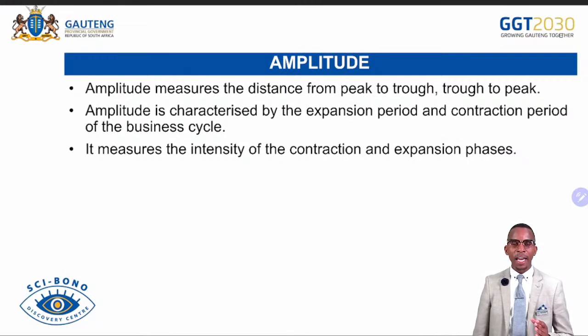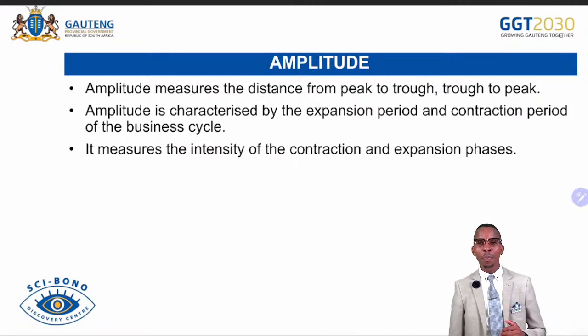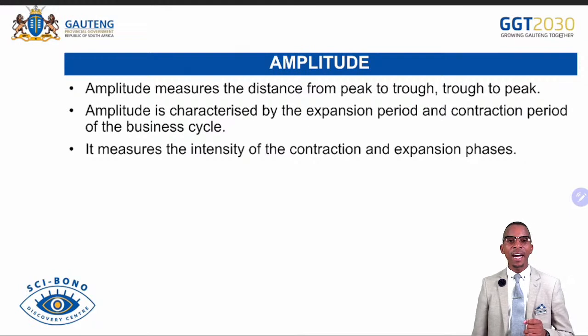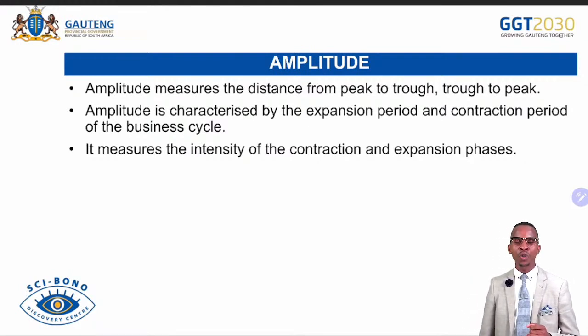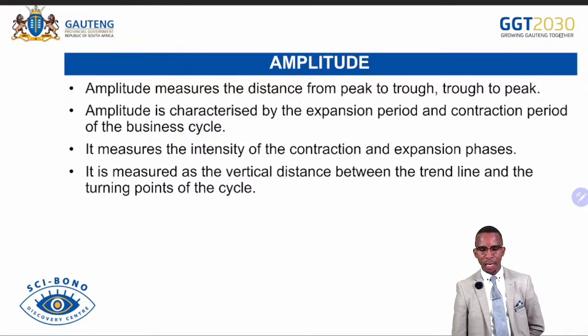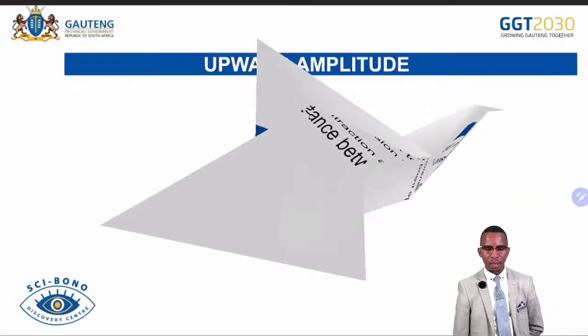And then downward amplitudes are not well preferred because they indicate the weakness of the economy. Remember, they indicate the decline in the economic performance, so we don't prefer them. Whereas if they are longer downward, that means the economy can decrease even further until it reaches zero and negative. So we don't prefer those kinds of amplitudes within the economy. So it is measured on the vertical distance between the trend line and the turning points of the business cycle.